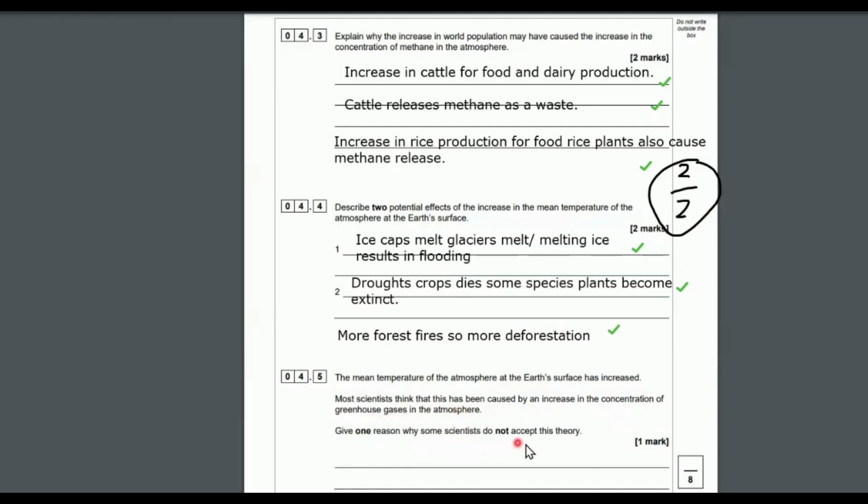Right, and moving on to the last part, 4.5, the mean temperature of the atmosphere at the Earth's surface has increased. Most scientists think that this has been caused by an increase in the concentration of greenhouse gases in the atmosphere, but what's the reason why some scientists don't believe this? Well, very interestingly enough, the Earth has been a lot hotter than it is today, and has been a lot cooler than it is today.